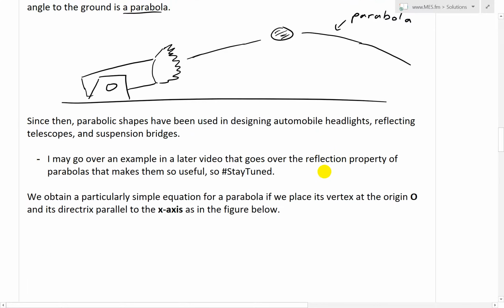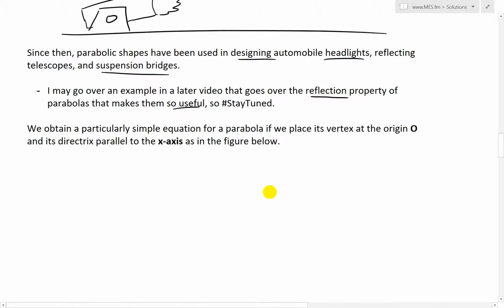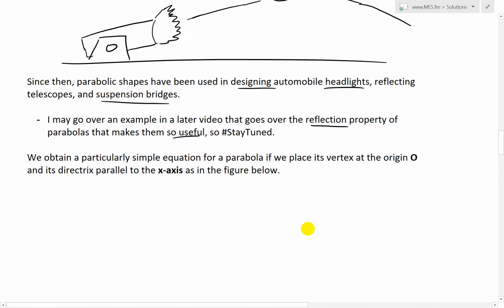Since then, parabolic shapes have been used in designing automobile headlights, reflecting telescopes, and suspension bridges, and much more. I may go over an example in a later video that goes over the reflection property of parabolas and makes them so useful. So hashtag stay tuned. Because I didn't realize that even in automobile headlights they use parabolas. That's very cool. So stay tuned for that video. Alright, so now let's get back to the parabola.